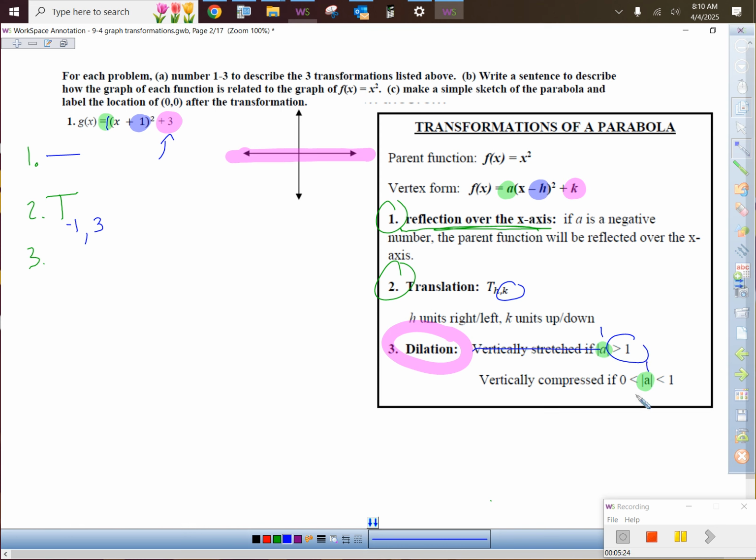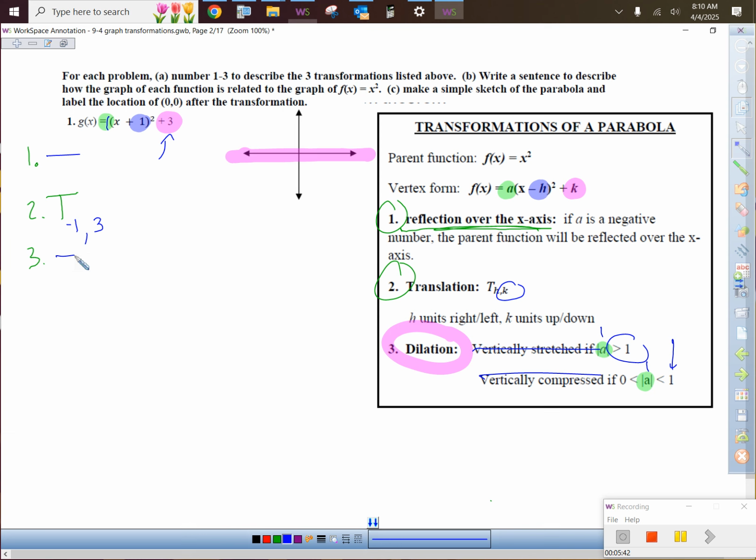Is 1 between 0 and 1? What do you think? Is 1 between 0 and 1? 1 doesn't count, right? There's no equal to bar. It's a tricky question, right? What do you think? Yes or no? Nope. It didn't get vertically compressed either. I know that's the weirdest step. You will get very, very used to it here, but here's the moral of the story.